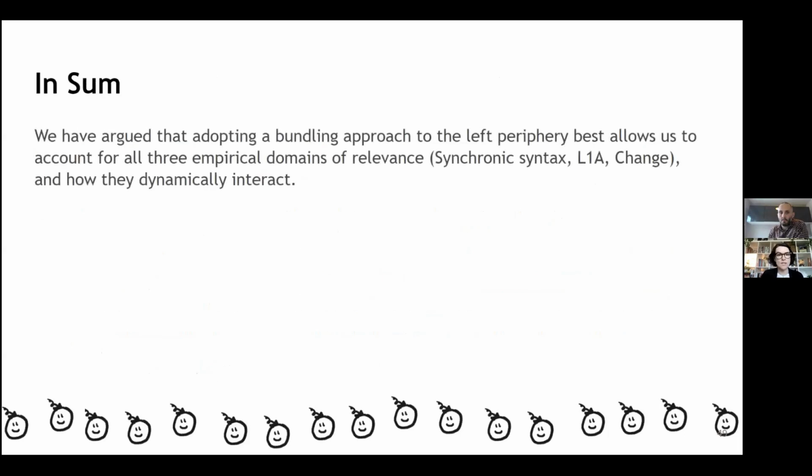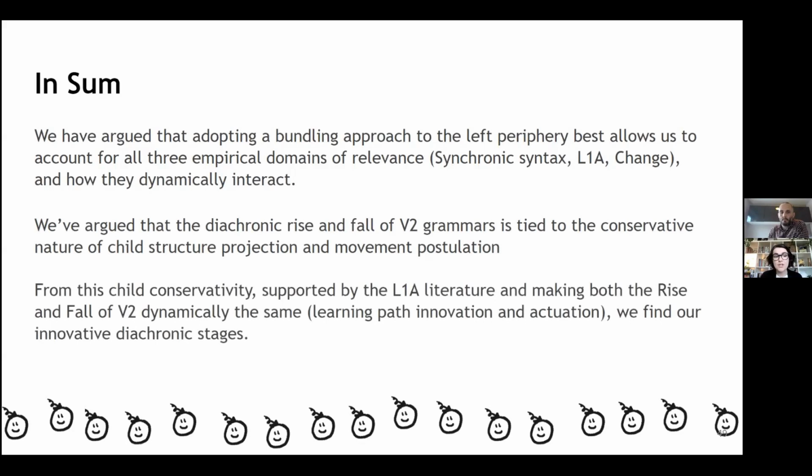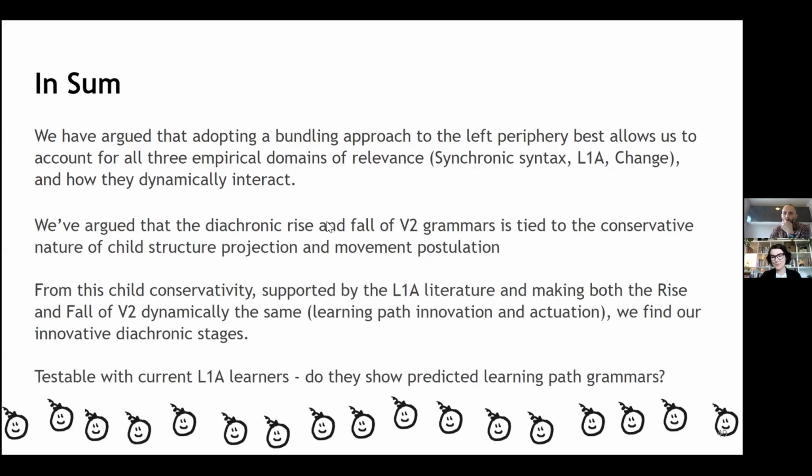So summarizing, I know we're over time. We've argued that adopting a bundling approach to the left periphery best allows us to account for all three empirical domains and how they dynamically interact. We've argued that the diachronic rise and fall of V2 grammars is tied to the conservative nature of child structure projection and movement postulation. And we've tried to support these stages from the first language acquisition literature. And then finally, also these are testable. We can test them with current kids.